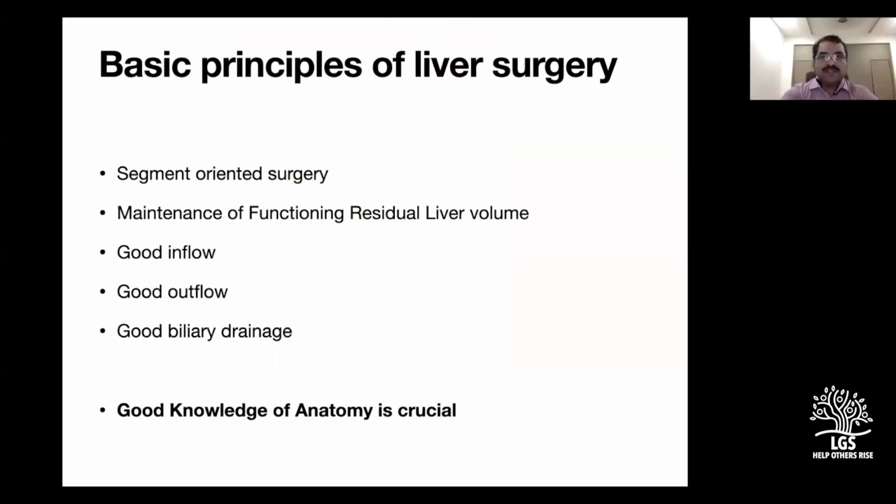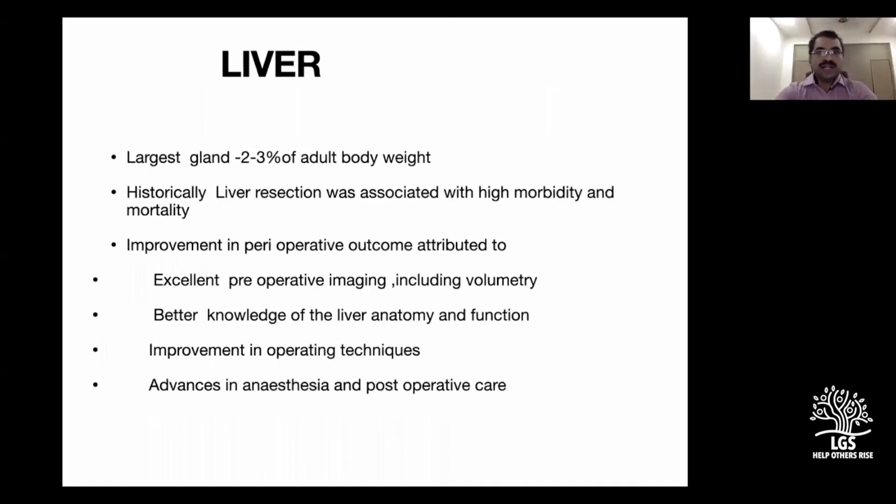So the basic principles of liver surgery include segment-oriented surgery and maintenance of a functioning residual liver volume with parenchymal preservation as far as possible, with good inflow, good outflow, and good biliary drainage. A good knowledge of anatomy is crucial for performing liver surgery. The liver is the largest gland in the body, representing around 2 to 3% of adult human body weight. Historically, liver resection was associated with very high morbidity and mortality. Even till the 1980s, the mortality of liver resection was to the tune of 10%.